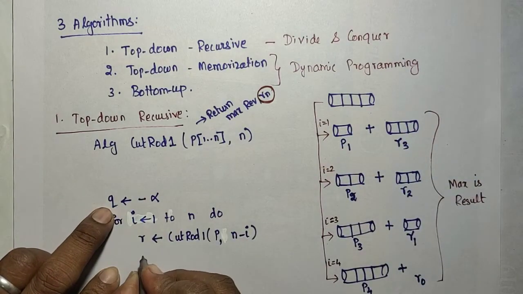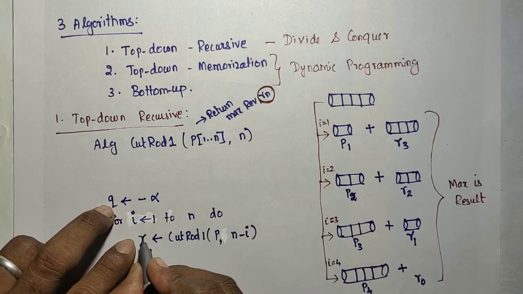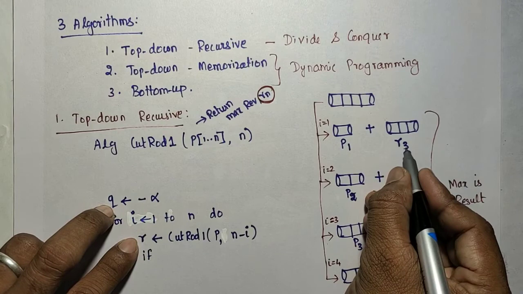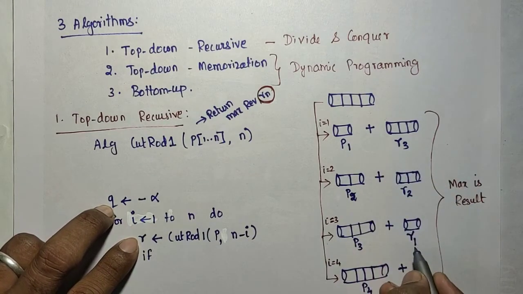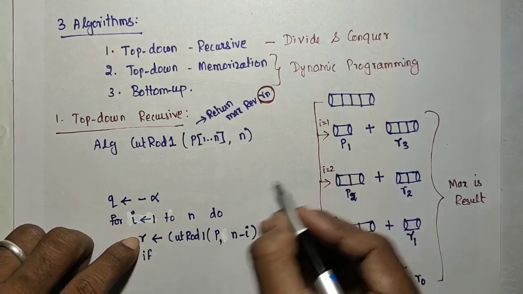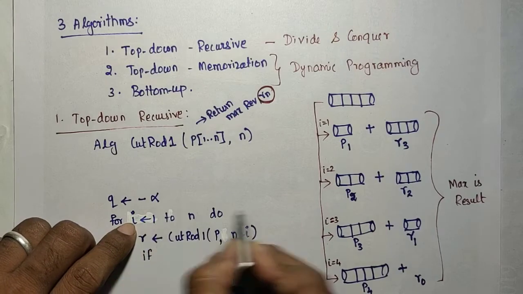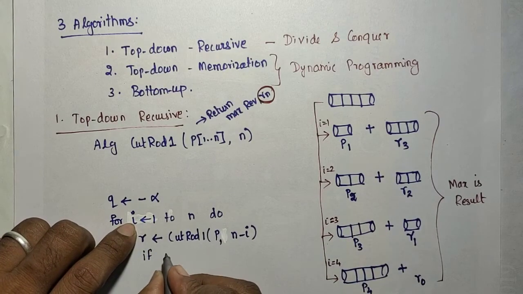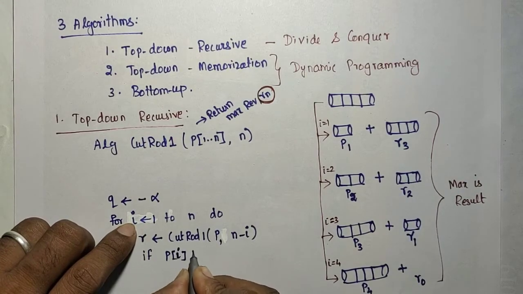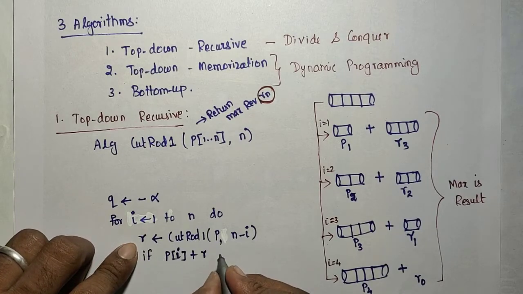So what we are checking is, the cut rod of n minus 1, that is R3, R3, R2, R1, R0, is stored in that R. This R plus the price of the i inch rod, 1 inch rod, 2 inch rod, 3 inch rod. So P of i, plus that R, the maximum revenue of the n minus i inch rod.